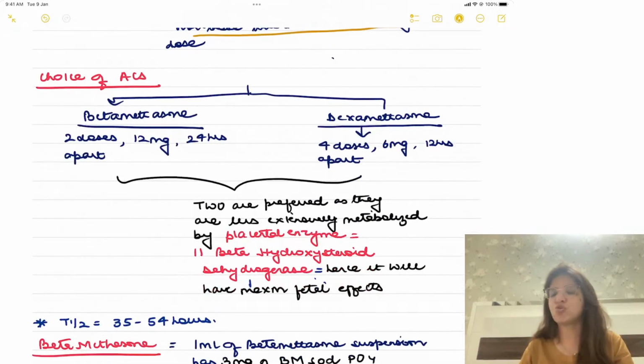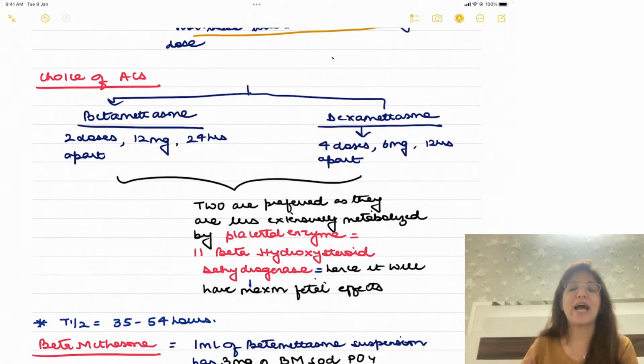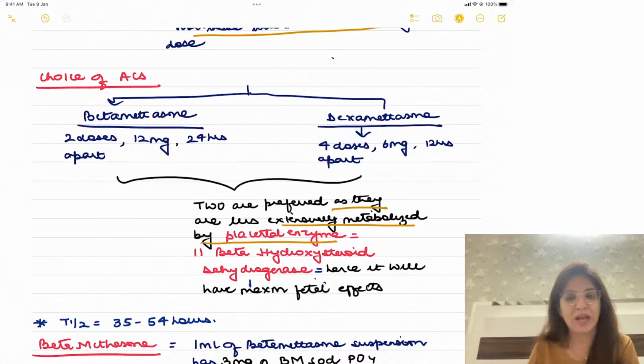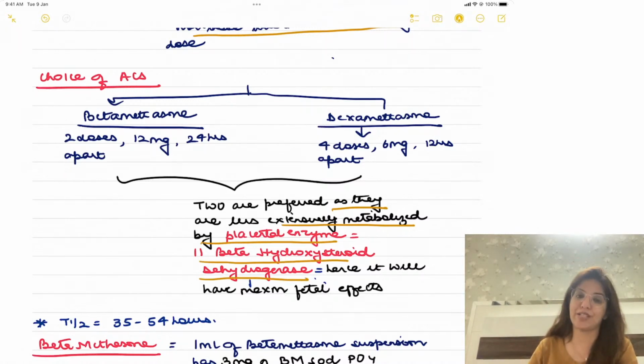Now, when it comes to choice of antenatal corticosteroid, you have got two of them. Either you can give betamethasone 2 doses 12 mg 24 hours apart, or you can give dexamethasone 4 doses 6 mg 12 hours apart. Now, why only these two are preferred? Because they are less extensively metabolized by the placental enzyme. Which placental enzyme? 11 beta hydroxysteroid dehydrogenase.